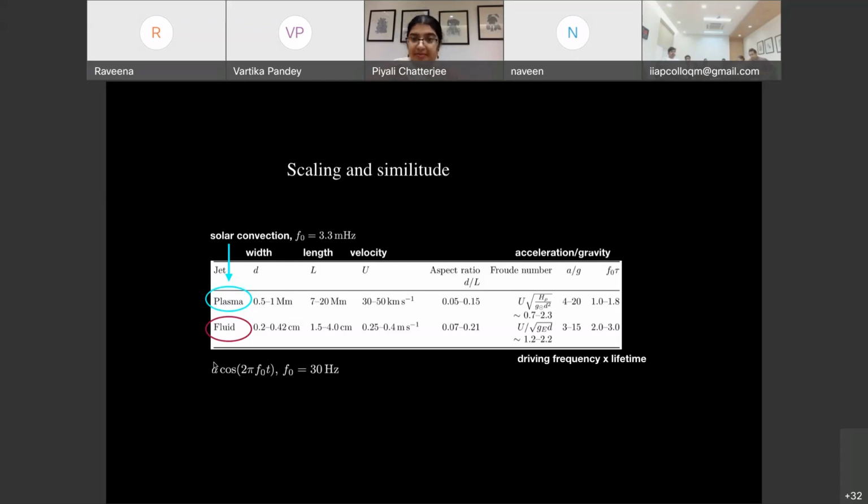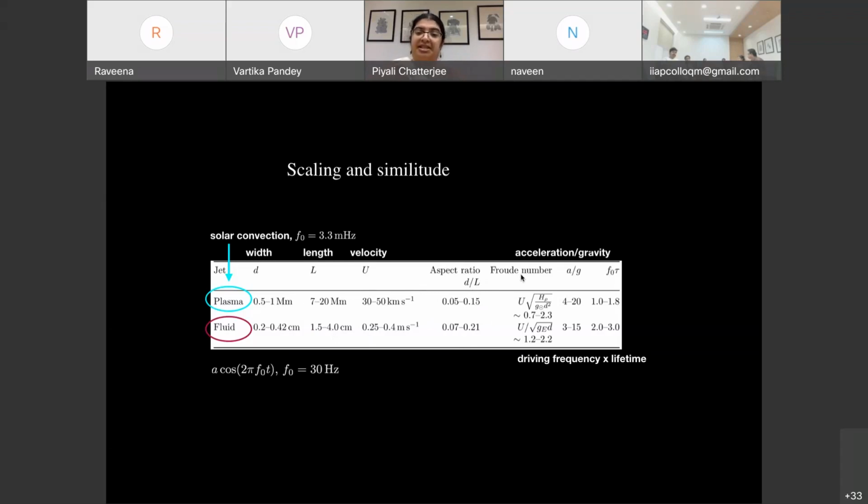Using these values, we obtain the typical width, height, and velocity scales that are observed on the Sun and correspondingly in the laboratory in the paint jets. You can see these values in megameters, 10 raised to 6 meters, whereas the fluid ones have dimensions in centimeters. And this is the typical velocity at which the jets are shot up on the Sun, 30 to 50 kilometers per second, whereas in the fluid they are as low as 0.25 meters per second. The aspect ratio of these jets that we find is also close. And from that, we also calculate what is known as a Froude number.